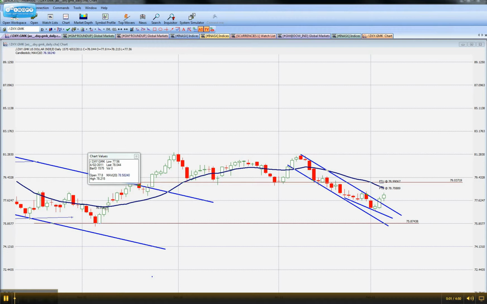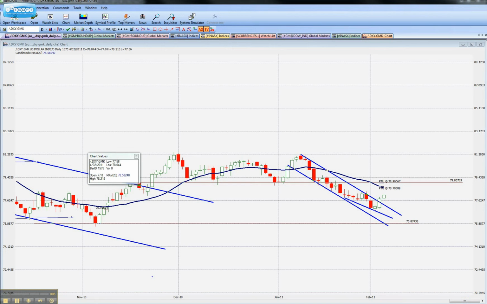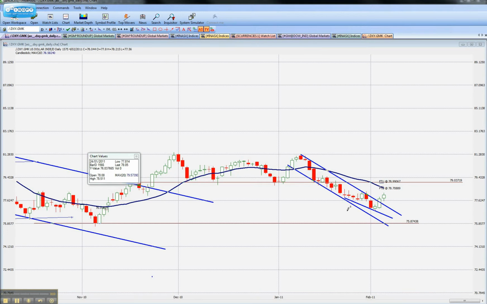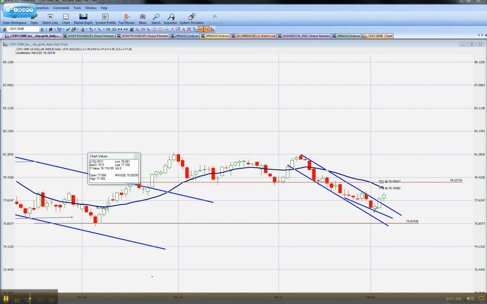Hello there, this is Jay Bowman with your commentary on the US dollar and the US dollar Swiss. I'm doing a bottom-up approach and not a top-down approach, and what I'd like to get through is just the daily, weekly and monthly, and then we'll go to the US dollar Swiss.